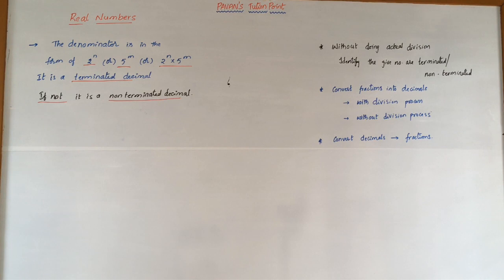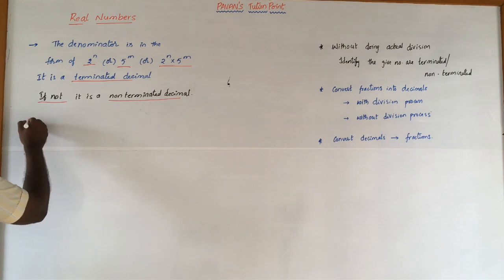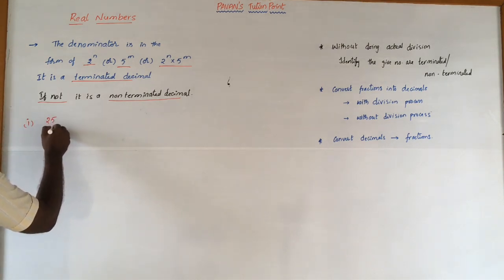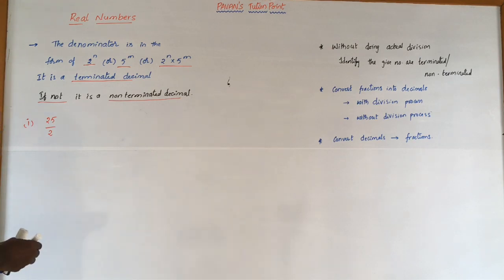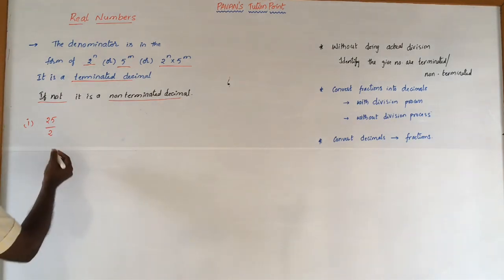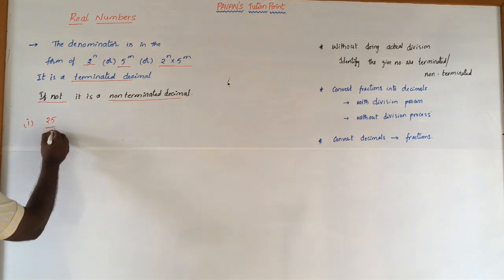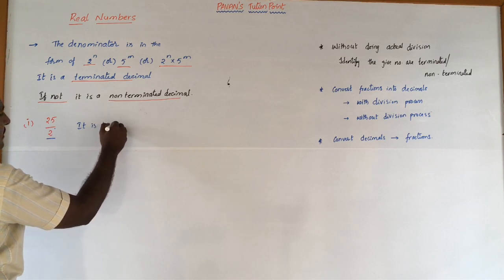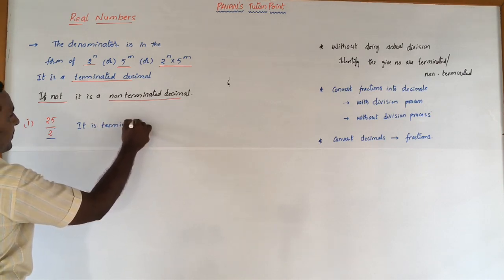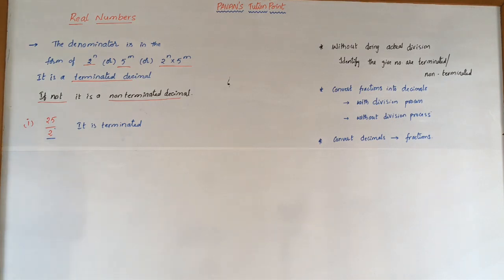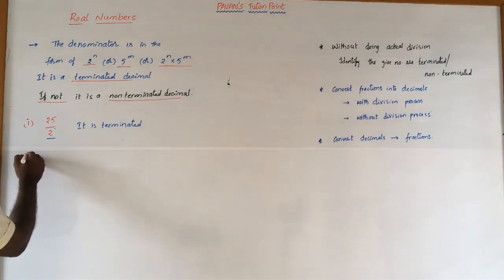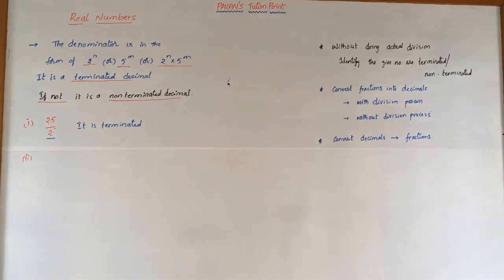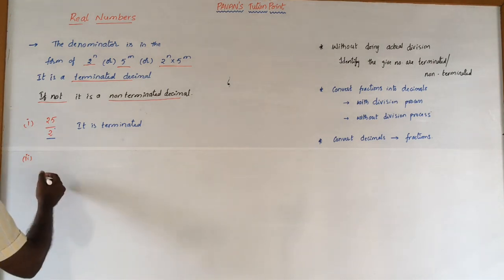Here I am going to write a few examples for you. The first example, 25 by 2. Earlier I did this one. Observe here, the denominator is in the form of 2 power 1, so it is terminated. One more example I am going to write, the second example. By these examples you can identify which are terminated and which are not.